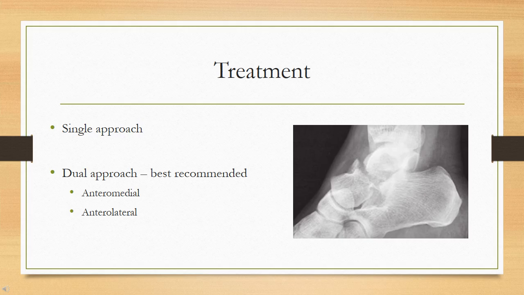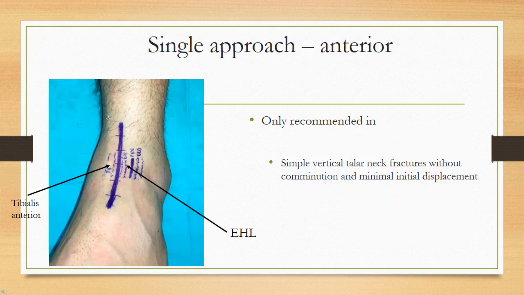The dual approach is generally recommended, especially for severely displaced fractures. This involves an anteromedial incision, which allows access to the medial talar neck and body, and an anterolateral incision, which provides visualization of the lateral talar neck and subtalar joint. Using both approaches together gives excellent exposure, facilitates accurate reduction, and ensures that all fracture fragments are addressed, which improves articular congruity and outcomes.